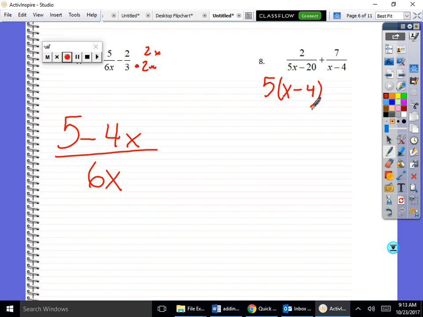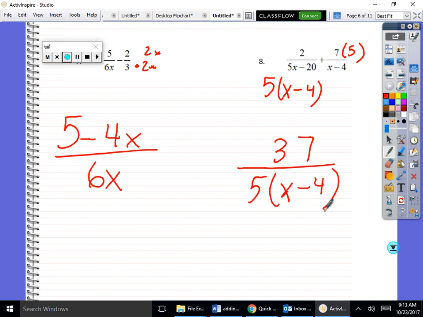All right, this one you should have factored out a 5 and gotten x minus 4. So the first fraction's fine. The second fraction is missing a 5. 2 plus 35 is 37 over the 5 times the x minus 4 or 5x minus 20, however you prefer. Questions, comments? Yes. You could have 5x minus 20 is fine. Yeah. Was that the question you were asking?